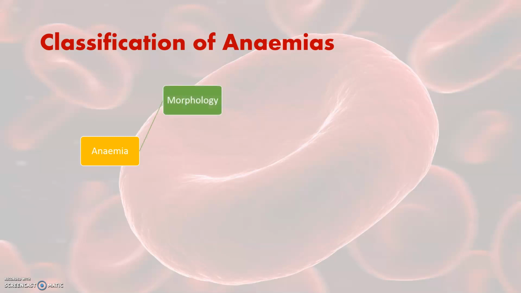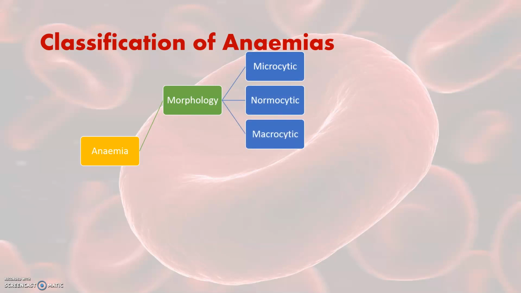The first is a classification based on morphology, and this includes microcytic, normocytic, or macrocytic anemias. And this is useful clinically because when we get our blood count, we will see the red cell morphology, and therefore that's a common starting point when we're thinking about anemia. The second is based on etiology, and this helps us think about the pathophysiology and therefore the cause of the anemia, and working backwards from there, what treatment might be necessary.